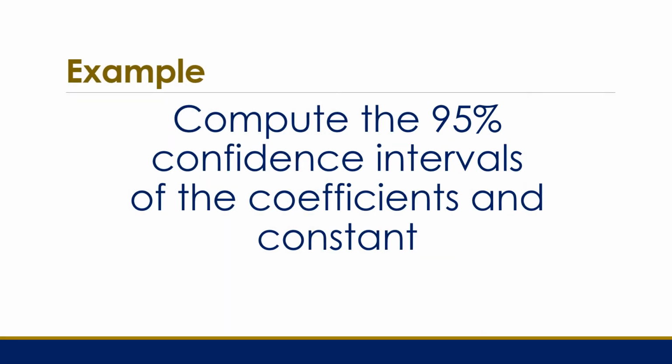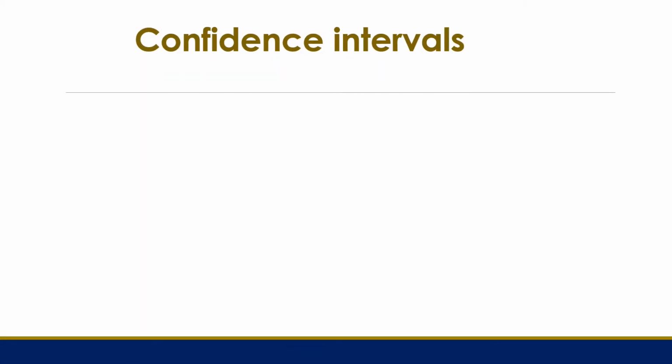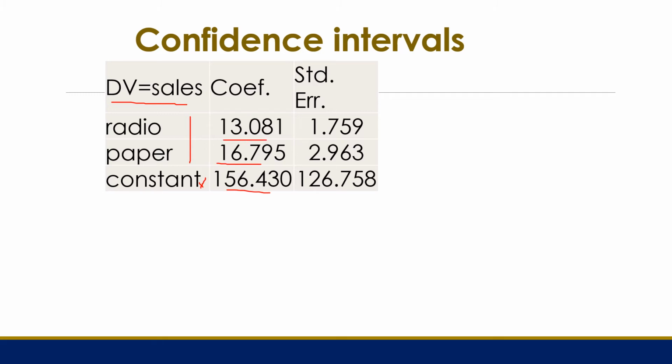Once again, let us use the previous example to illustrate how you can compute the confidence interval. And we want to compute the 95% confidence interval of the coefficients and the constant. So we go back to the computer output, which is provided here. You can see we had two independent variables plus a constant. Your dependent variable is sales. These are the estimates that we obtained, and these are the standard errors.